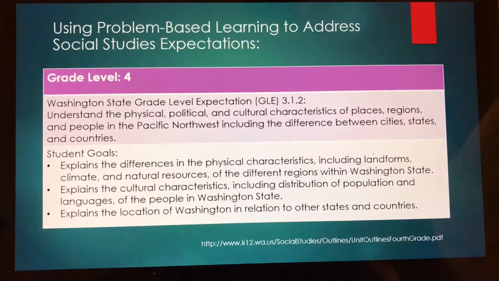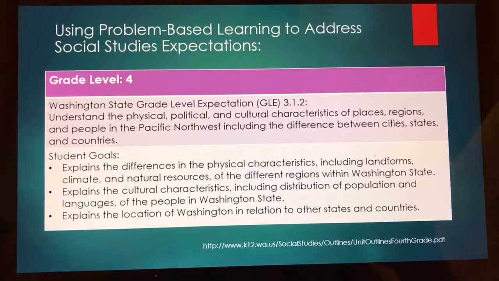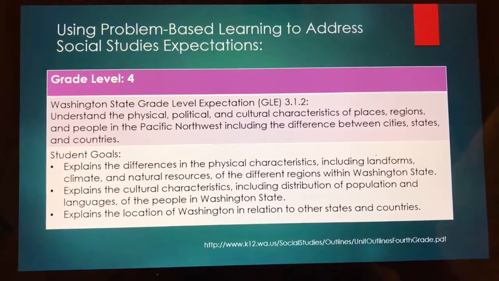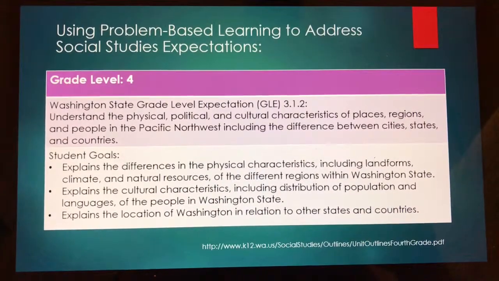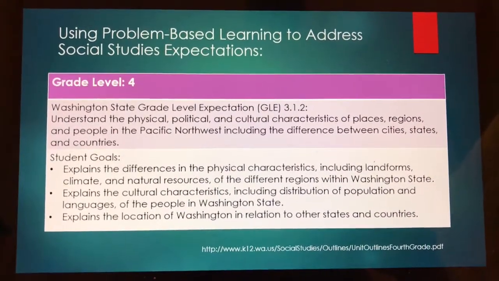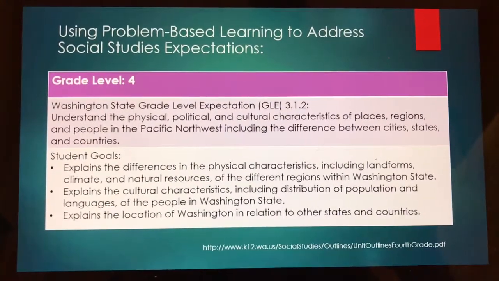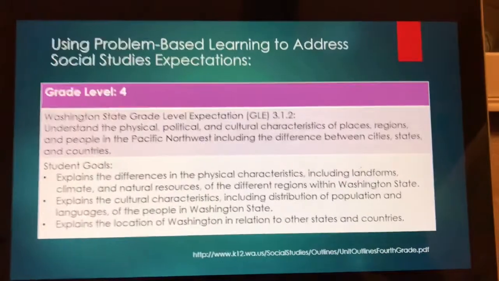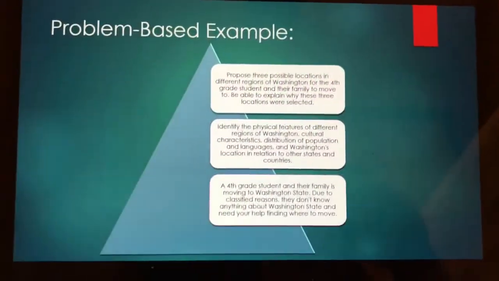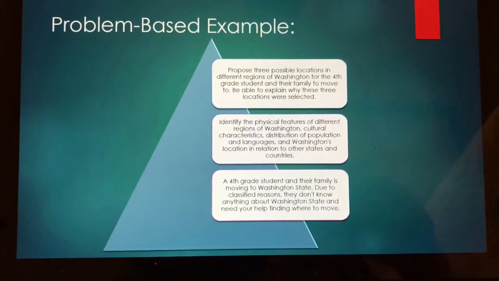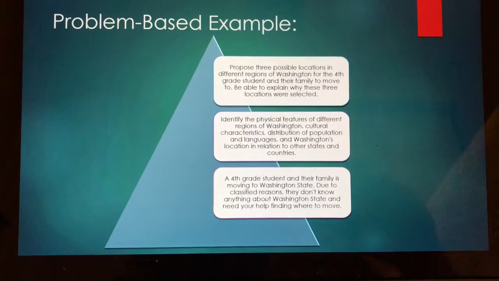The student goals are broken down into being able to describe landforms and aspects of climate and different natural resources, and then also explain the cultural characteristics, distribution of population, and be able to explain where the location of Washington State is in relation to other places and countries. So here's an example of what problem-based learning may look like in the classroom.